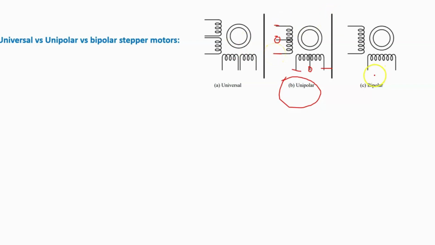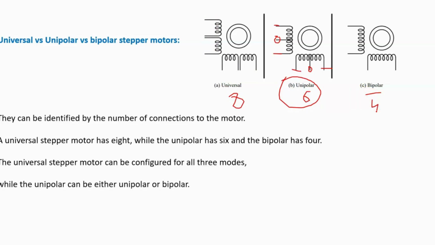Other types of stepper motors are bipolar, which has 4 terminals, and universal motor, which has 8 terminals. So it has 8 terminals, this has 6 and this has 4 terminals. We can easily conclude that the universal motor has 8 terminals, unipolar has 6 and bipolar has 4. The universal motor can be configured for all 3 modes. What is meant is that if we have purchased a universal motor which has 8 leads, then we can transform it into even unipolar or bipolar motors. How? Just by following this internal configuration, such that we make common these two leads and these two leads, then it will become a 6 terminal motor, this one.